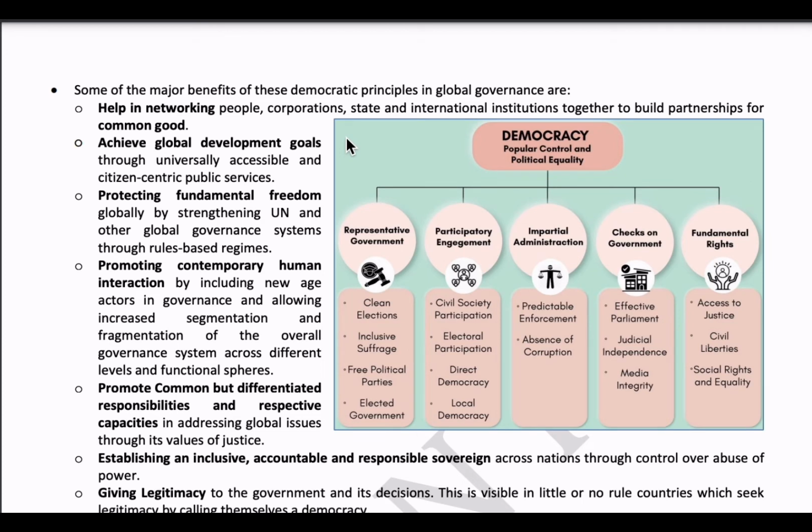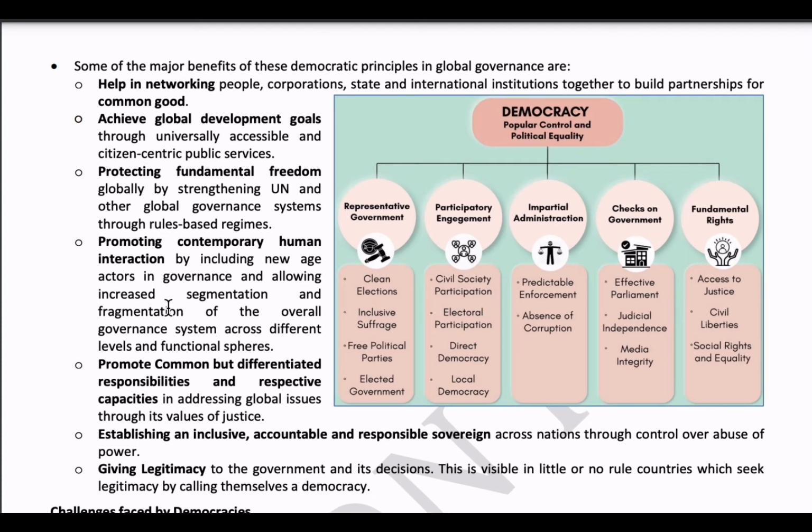The other benefits of global democracy are: first, global development goals can be achieved by supporting the poorer sections of the world and encouraging them, so that equality is maintained. Next, the fundamental freedom of all countries can be protected, and all countries work equally to tackle environmental challenges, and also take equal responsibility to address global issues and solve those issues equally.